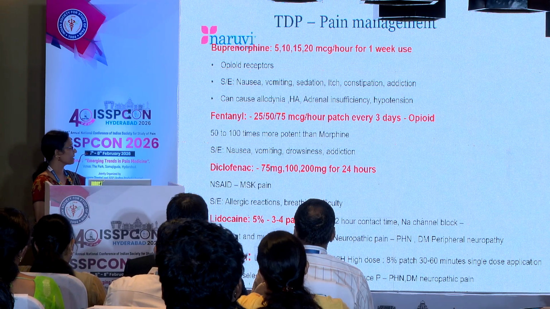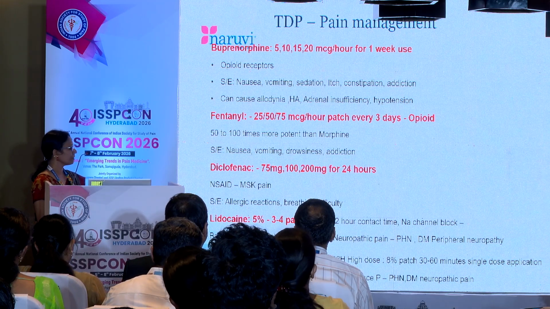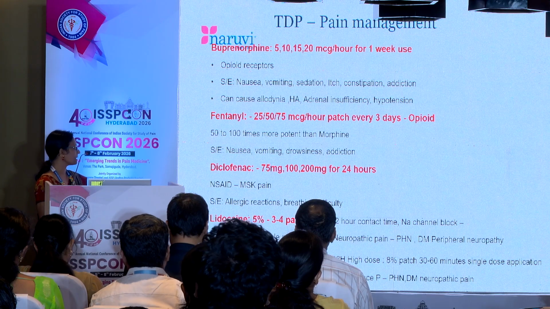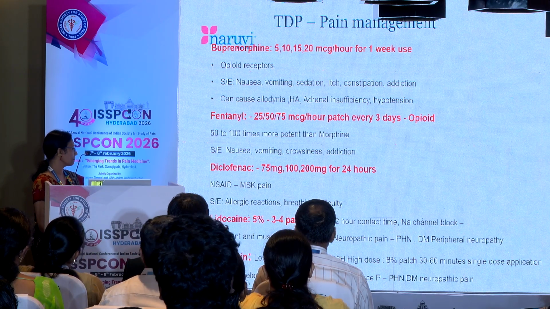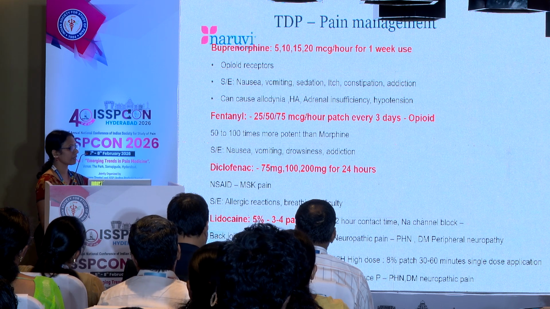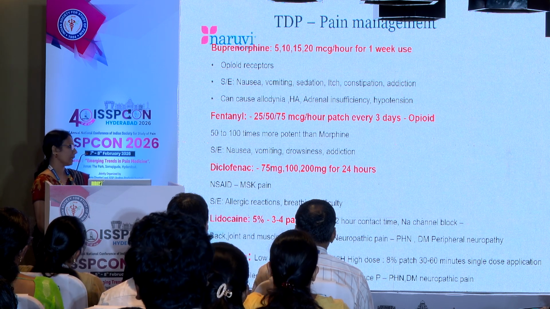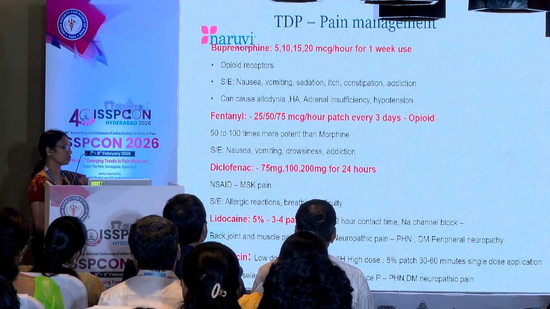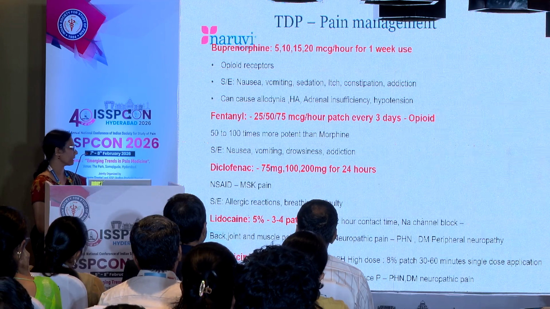Fentanyl is available in 25, 50, 75 microgram per hour, and it's changed once in 3 days. And diclofenac is available in 75, 100, 200 milligram per hour patch, that is for 24 hours. Lidocaine is available for neuropathic pain. This is available as a 5% patch. We can apply a maximum of 3 patches. The patch time should be 12 hours, and after 12 hours, the patch should be removed, and there should be a patch-free time of 12 hours before we reapply the patch.